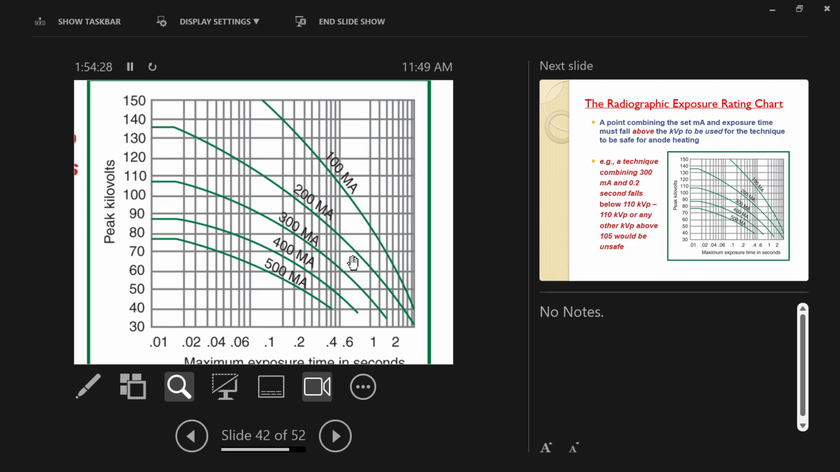Anything to the right, I cannot access. So I have to access something 200, 300, 400, or 500 over this way. I can't make a 1 second setting at 70 kVp and get to the 100 mA station. Make sense? So it's telling me, for a given time and kVp, what's my allowable mA setting? These exposure charts would let us see that. Let's look at another one.